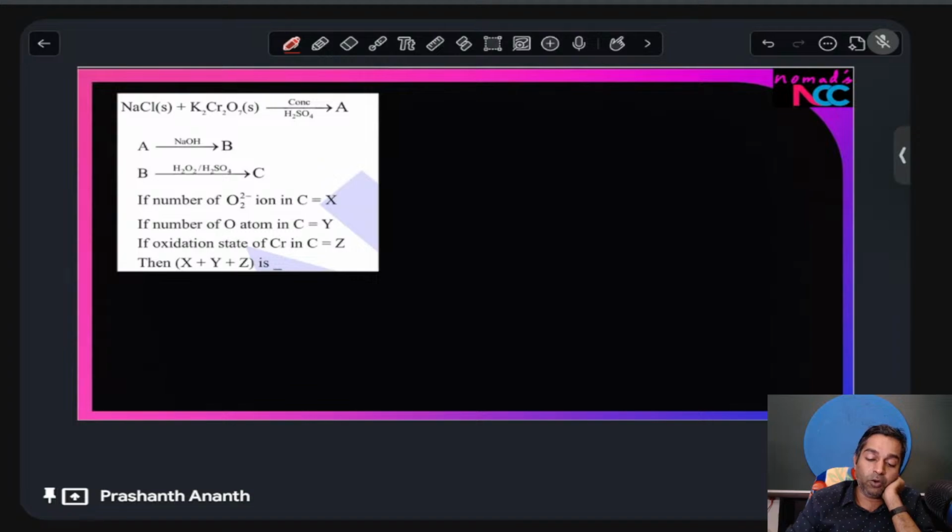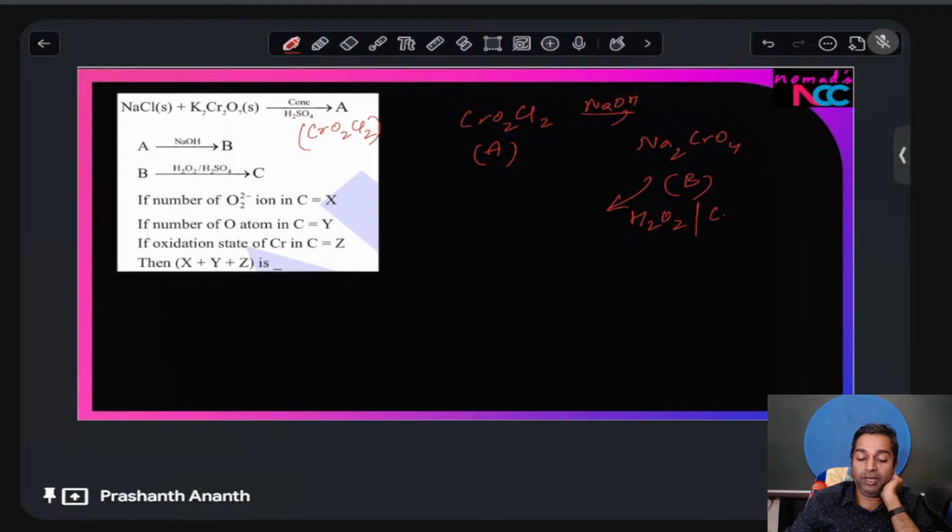This is going to be your chromyl chloride test here. So A is going to be chromyl chloride, compound A. This plus NaOH is going to be giving me Na2CrO4. So this is going to be compound B, and that with H2O2 and H2SO4 is going to be your test for chromate ion.